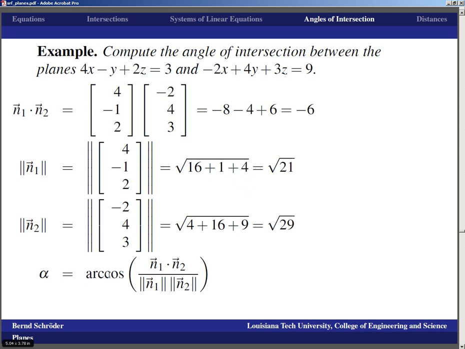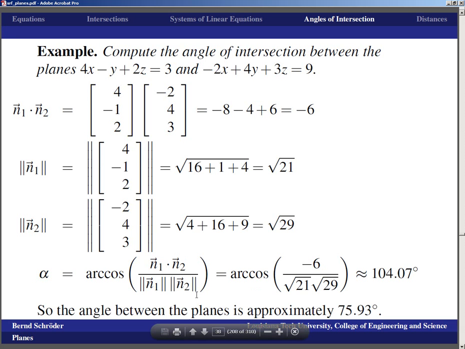The angle alpha would be the arc cosine of n1 dot n2 divided by norm n1 times norm n2, which would be the arc cosine of negative 6 divided by square root 21 times square root 29, and that's of course something that you work out with a calculator. You can work it out in radians as well as in degrees. I chose to give the answer in degrees here. It's 104.07 degrees approximately, and that means that the angle between the planes is approximately 75.93 degrees, because it's got to be supplementary since this one was greater than 90 degrees.